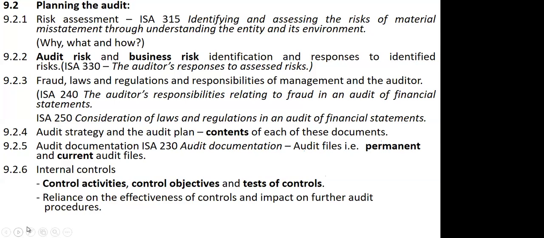We should know the provisions of these 2 standards, ISA 240 on fraud and ISA 250 on laws and regulations, and the responsibilities for fraud and laws and regulations. Primarily, the management is responsible, not the auditors. Management is responsible for putting in place internal controls to prevent fraud. And also management is responsible for the company adhering to whatever laws and regulations are applicable.